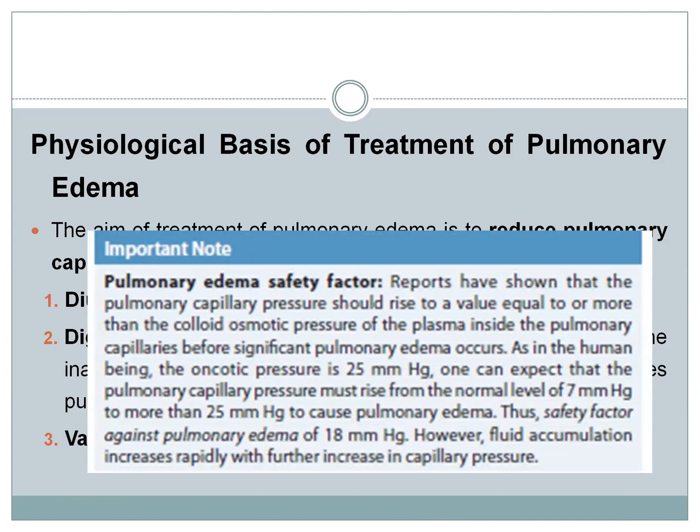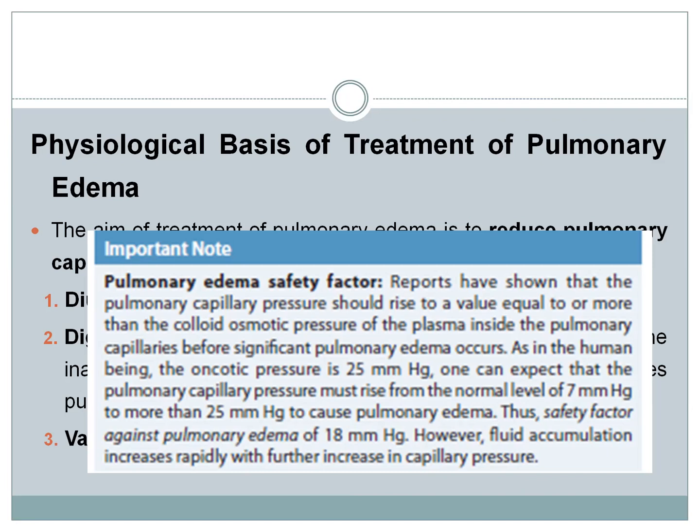Now there is a very important factor known as the pulmonary edema safety factor. Now this is again an extra thing. Reports have shown that the pulmonary capillary pressure should rise to a value equal to or more than the colloid osmotic pressure of the plasma inside the pulmonary capillaries before significant pulmonary edema occurs.